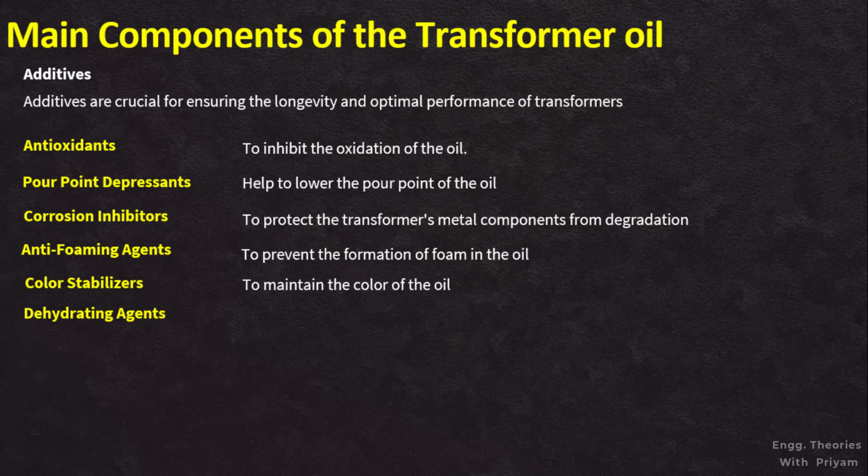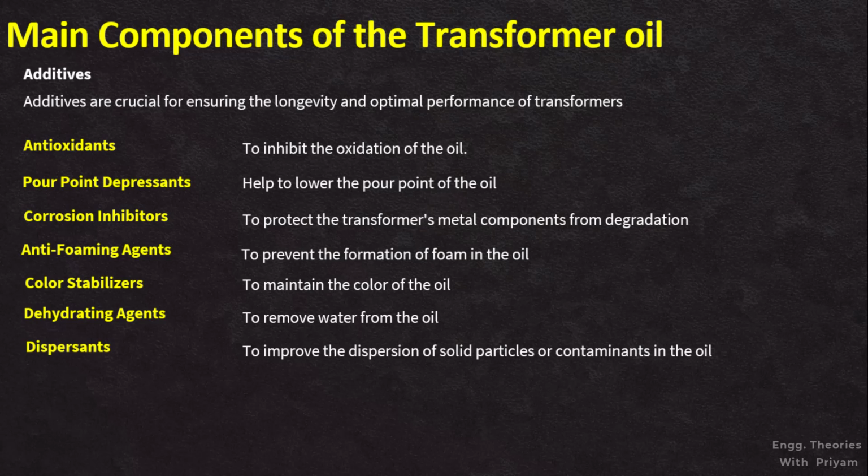Dehydrating agents. Dehydrating agents are added to remove the water from the oil, reducing the risk of electrical breakdown and improving its dielectric strength. Dispersants. Dispersants are added to improve the dispersion of solid particles or contaminants in the oil, preventing their accumulation and deposition on the transformer components.